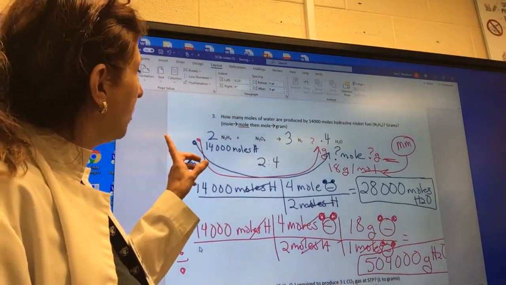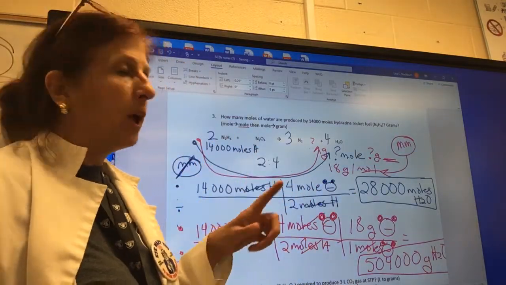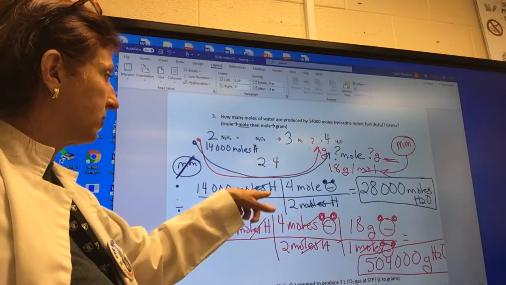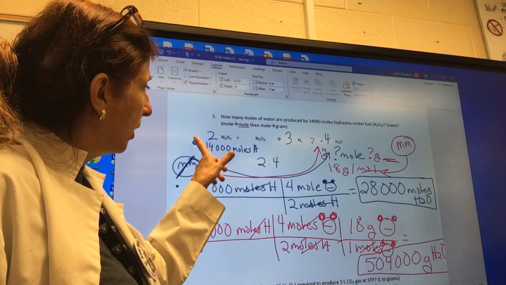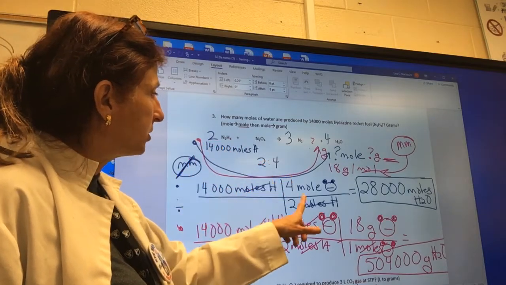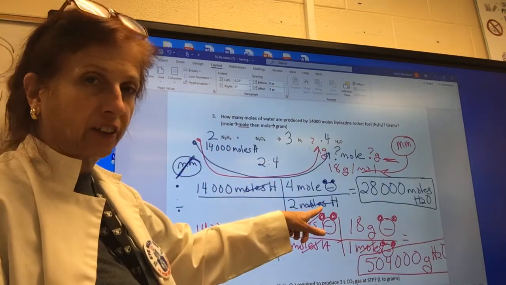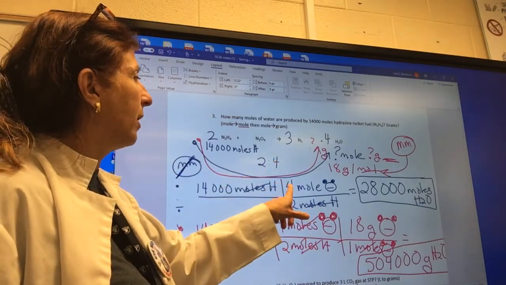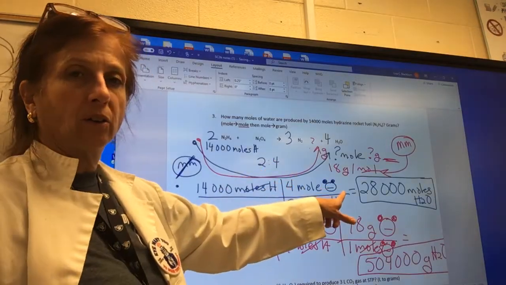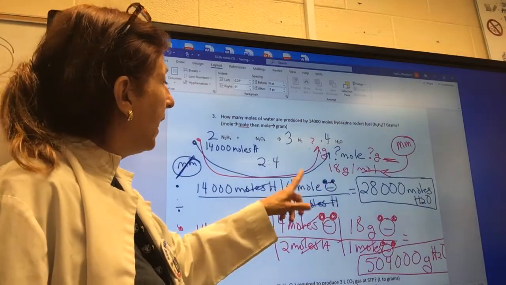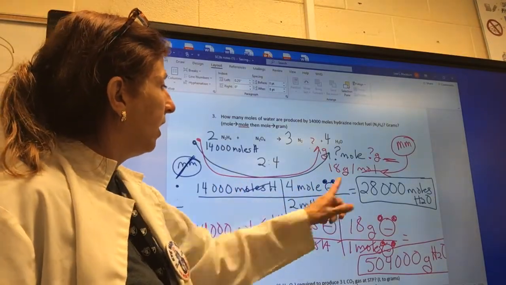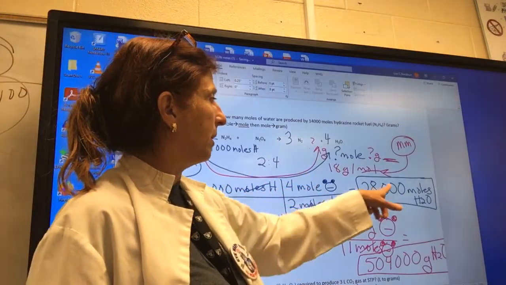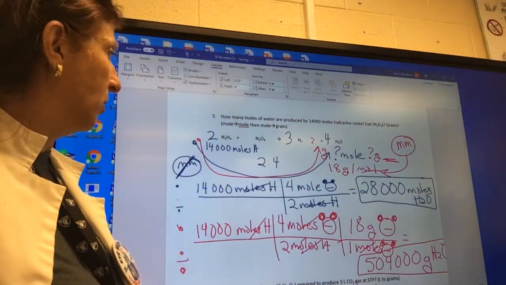Okay. So now we can do our problem. We start with what we know, 14,000 moles of hydrazine. We go around our U, and next comes 2. So 2 moles of hydrazine go in the denominator first. What goes in the numerator are 4 moles of water. Water looks like unimpressed Mickey Mouse. And now the moles of hydrazine mark out. We multiply what's on top, divide by what's on bottom, and we get 28,000 moles of water.